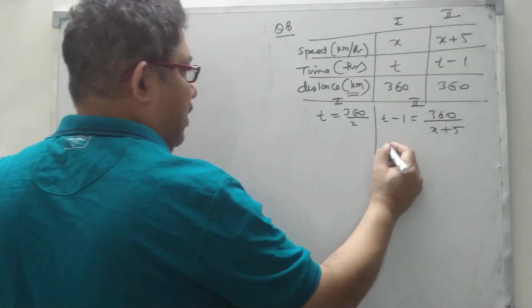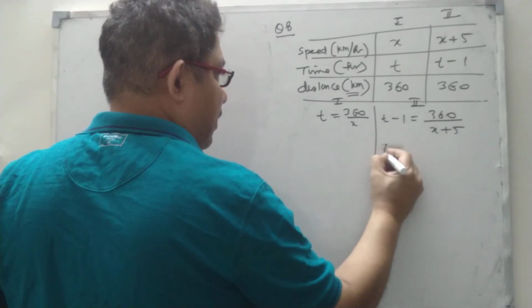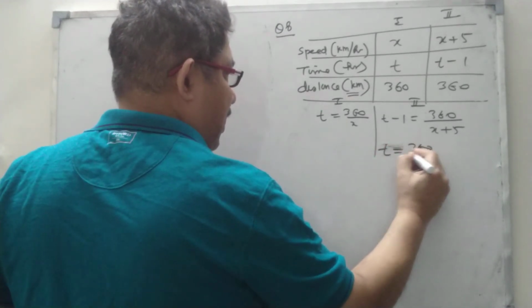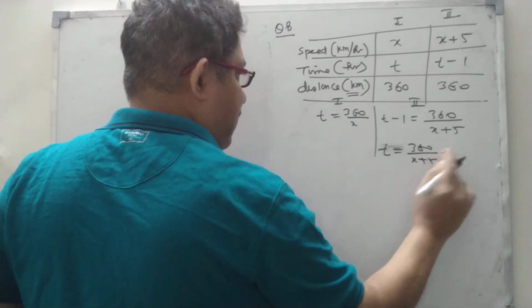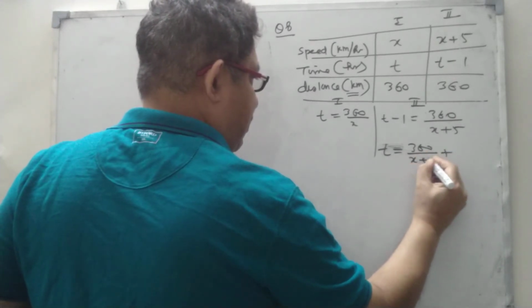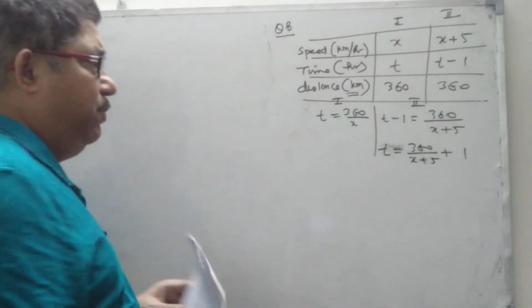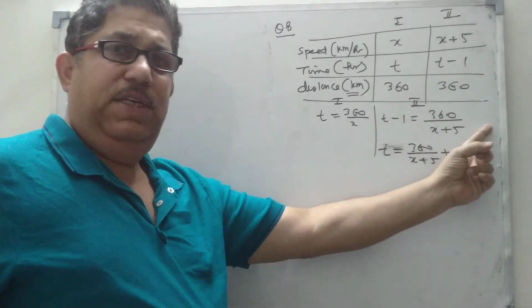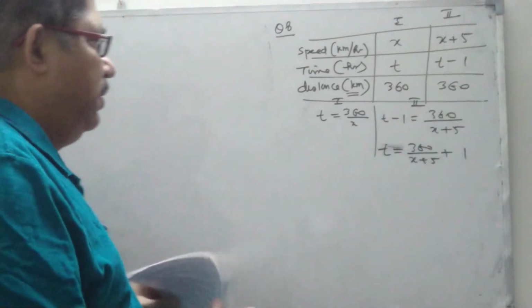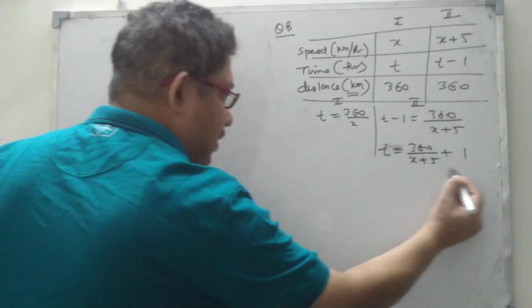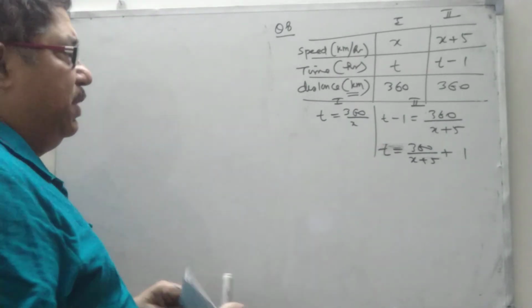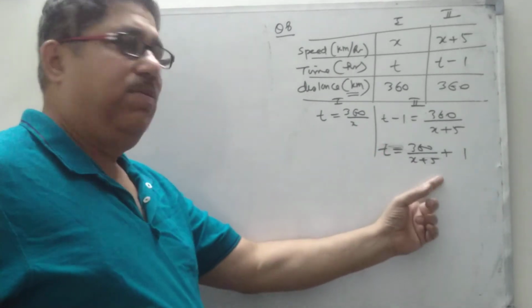Now t is equal to 360 by x plus 5, plus 1. How plus 1? I have taken this minus 1 to the other side and it becomes plus 1. This is the value of t. This is also the value of t. You can say t is equal to 360 by x, and t is equal to this by x.